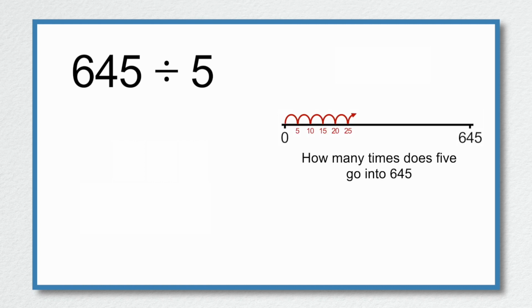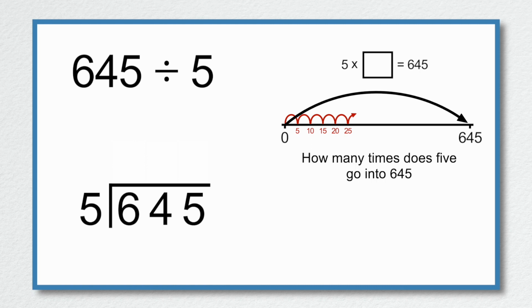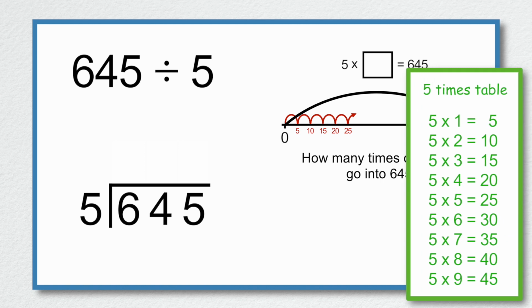Let's try another one. 645 divided by 5. We can see that because 645 ends in a 5, it must be divisible by 5. All whole numbers that end in a 0 or a 5 are divisible by 5. But we need to work out what that is. Looking at this on a number line, the question is asking how many times does 5 go into 645? 5 multiplied by some number is going to equal 645. So let's set the problem out. And because we are dividing by 5, we need to be thinking of the 5 times table, or multiples of 5.